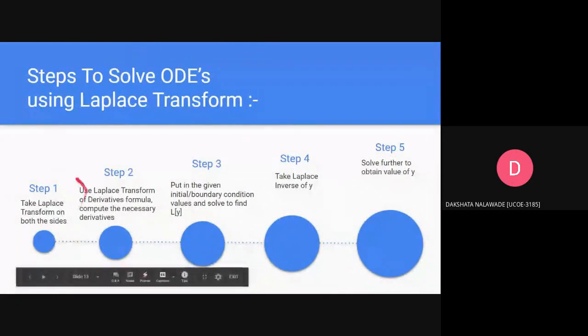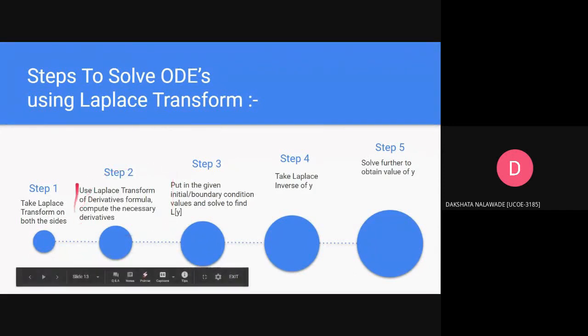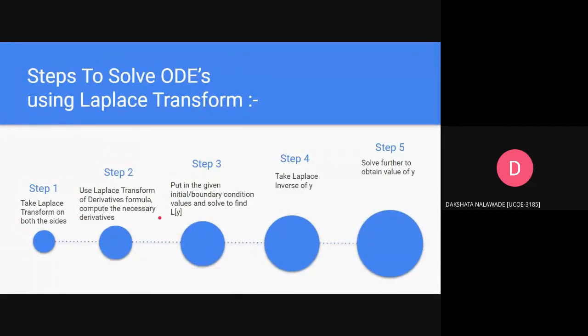First, we take Laplace transform on both sides of the given equation. For example, if we have an equation such as d square y plus dy equal to 1, then we will take Laplace transform as Laplace of d square y plus Laplace of dy equal to Laplace of 1. Then, by using the Laplace transform of derivatives formula mentioned previously, we compute the necessary derivatives. For the previous example, we will compute the Laplace of the double derivative of y.